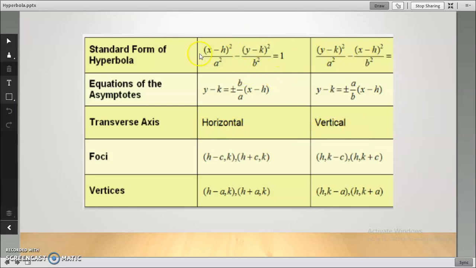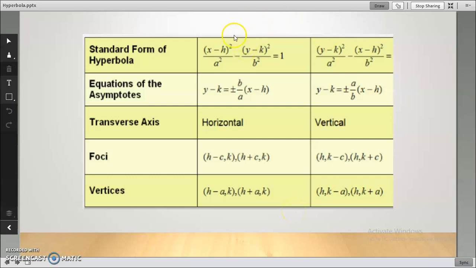Notice the difference between a hyperbola and an ellipse. First, I have a minus sign instead. Also, the hyperbola has asymptotes, and the equation of the asymptotes is shown here. The equations of the foci are shown here, and the equations of the vertices are shown here. Also, similar to the ellipse, the co-vertices are the vice versa of each other.